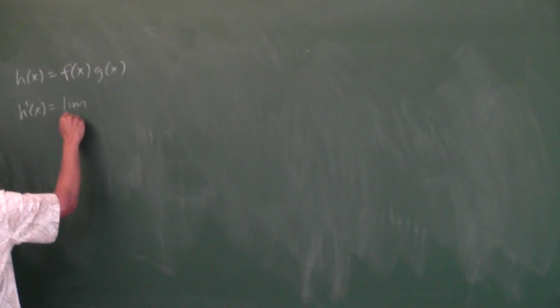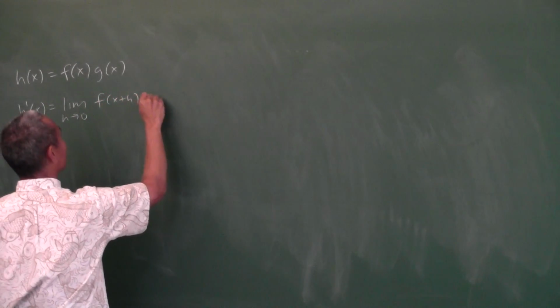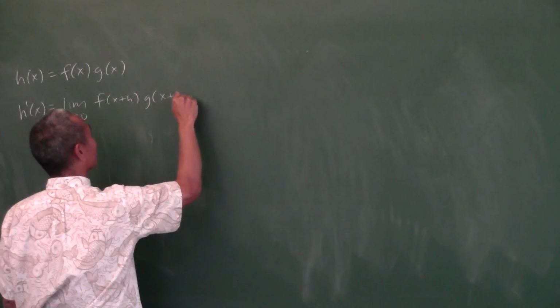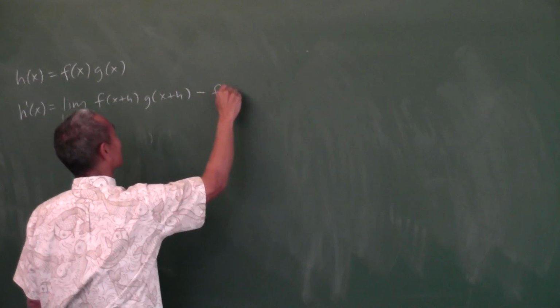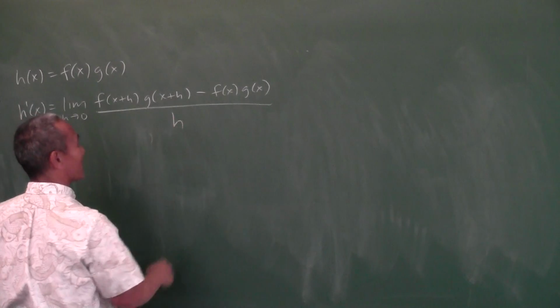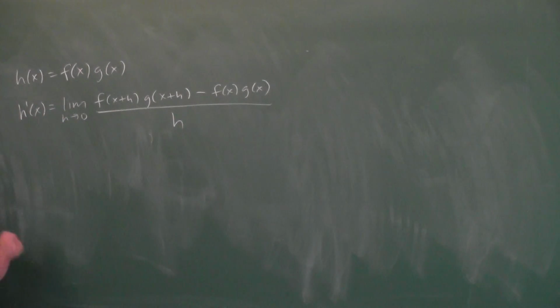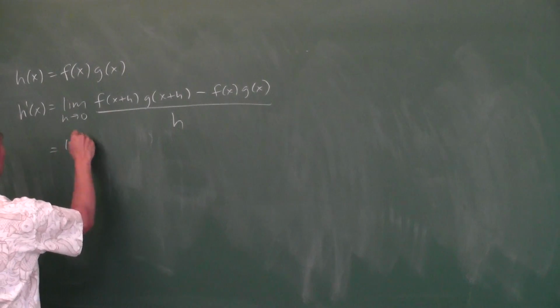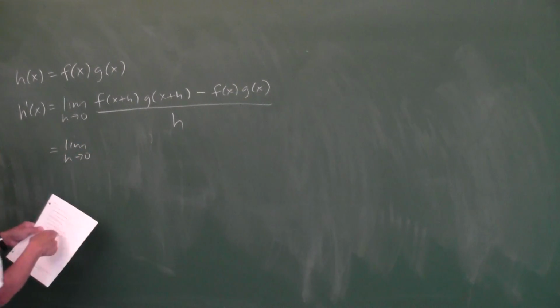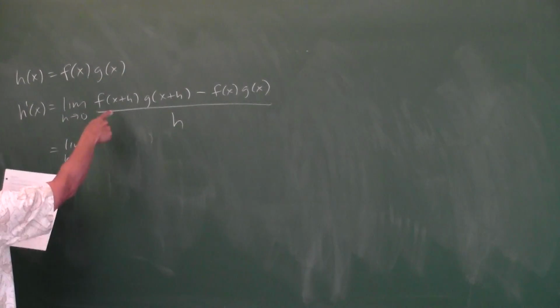Limit as h approaches 0, f of x plus h, so you substitute x plus h into the function, minus f of x, all over h, right? That's the difference quotient, and then you take the limit as h approaches 0. Now the hardest step in this proof is the next step, but I gave it to you right here. What did I do to get from this step to this step?